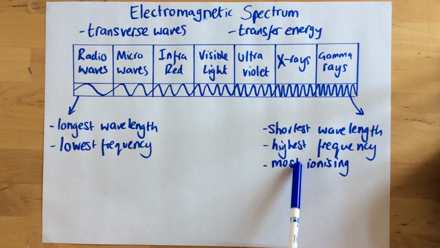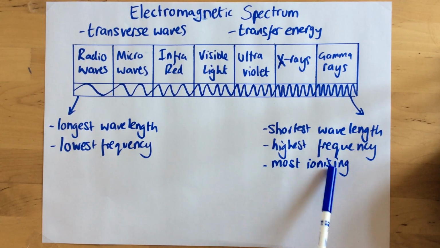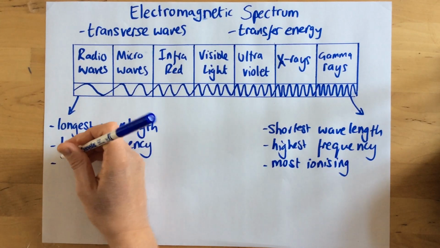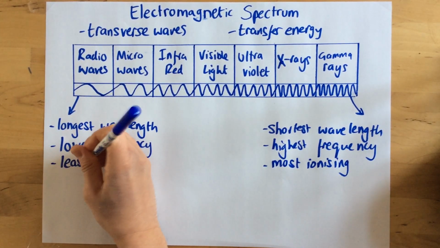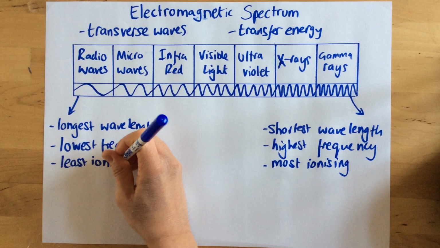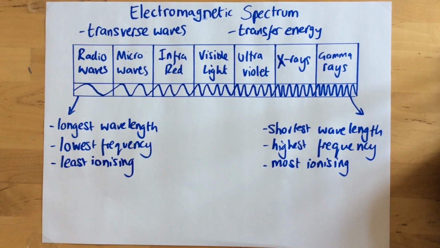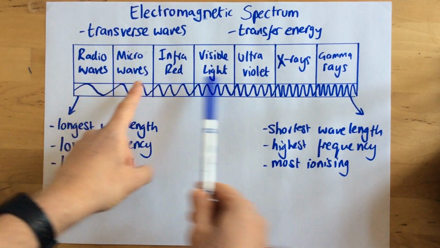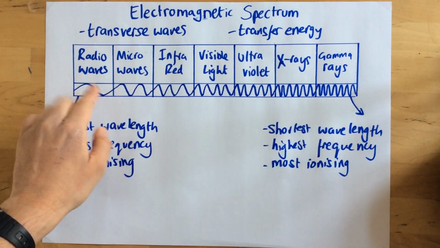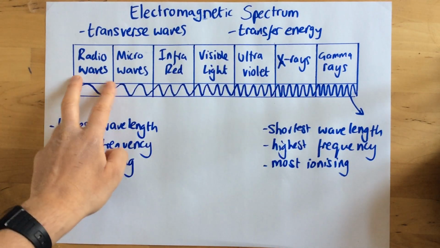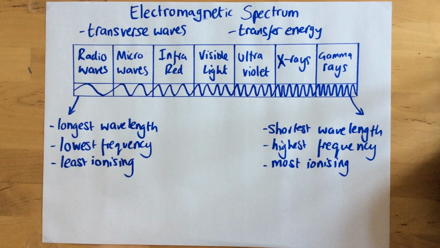They're most ionizing. In another video, it describes what ionizing actually means. Whereas these ones here are the least ionizing due to their low frequency. Now, those are basically the features that split up. We then based on wavelength, they're separated into these 7 different sections.